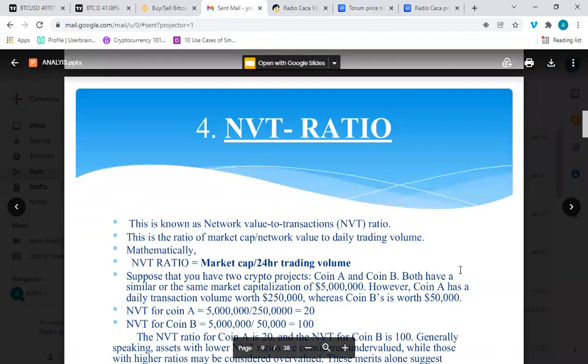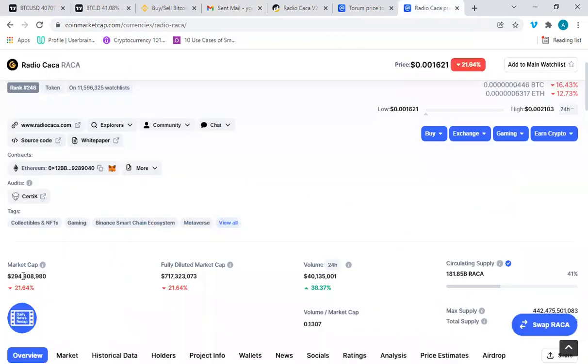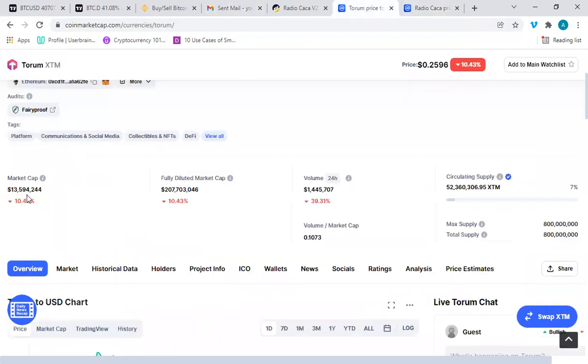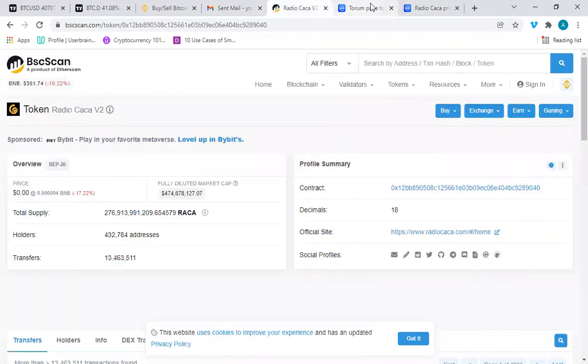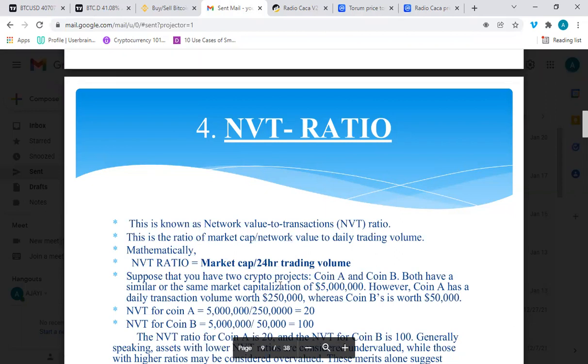Now let's make an assumption. Assuming that we have two crypto projects that both have a market capitalization of $5 million. So now, coin A has a daily trading volume, that is the 24-hour trading volume, of $250,000, and coin B has a 24-hour daily volume of $50,000.